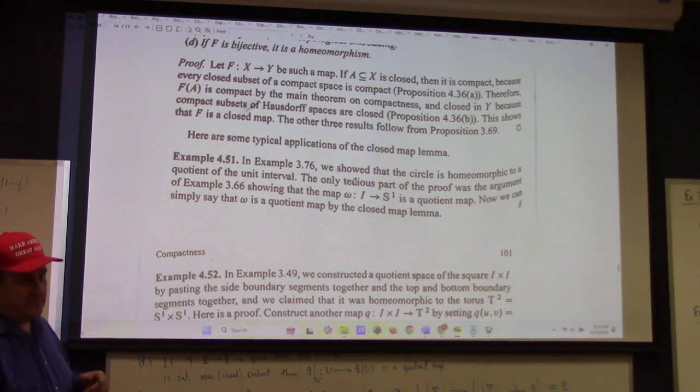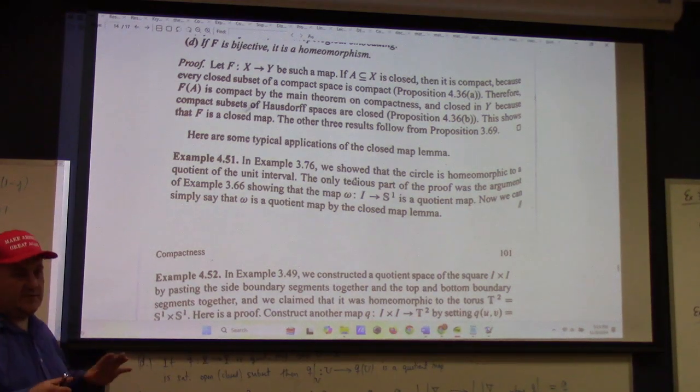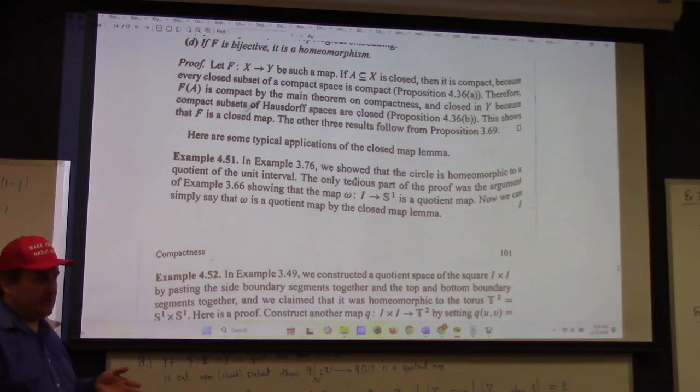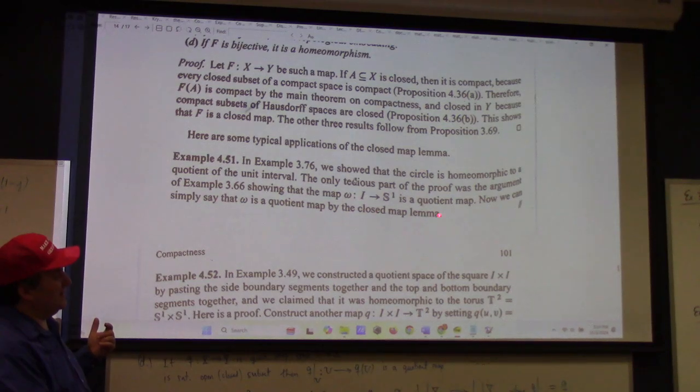The applications of this closed map lemma are really pretty cool. It completes the story of the examples I've shared with you guys. That's why I wanted to do this. We showed that the circle is homeomorphic to a quotient of the unit interval, right? The tedious part of that proof was example 3.66 with the epsilons and such, showing that the map omega from the unit interval to S1 is a quotient map. Now, we can simply say that omega is a quotient map by the closed map lemma, because I is a compact set, and S1 is Hausdorff.